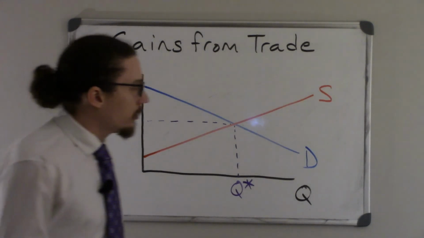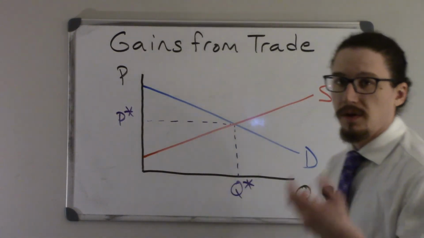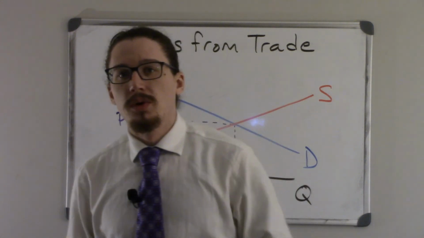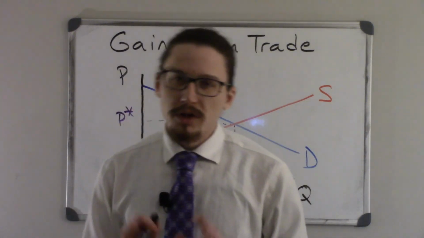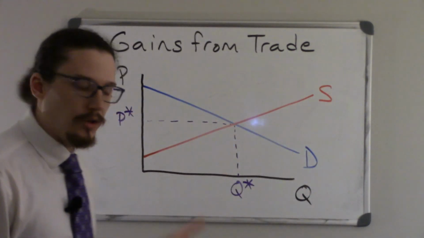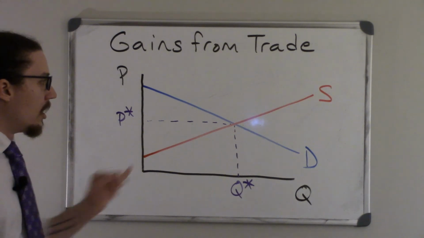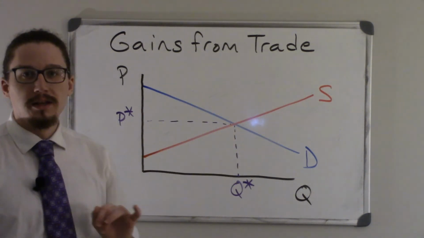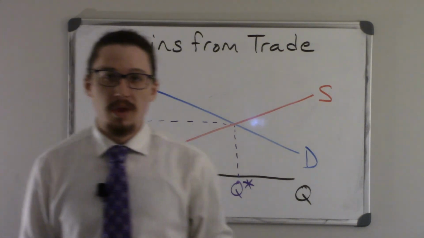Right, so we're going to talk about gains from trade kind of in two ways. We're going to talk about it from the perspective of a consumer. We're also going to look at it from the perspective of a producer. Right, we're going to start with consumers, but we're going to just do a quick overview right here for both of them.